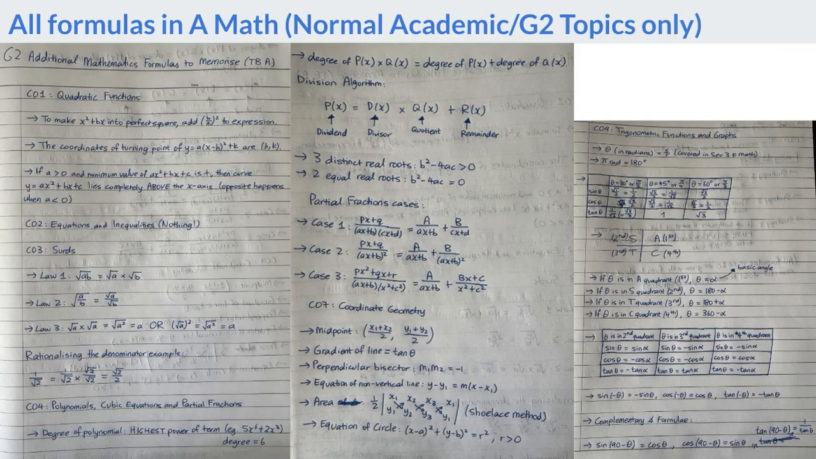Chapter 3 is one of the harder topics, unfortunately. I have to admit it is quite difficult, but I believe that we can get through this. So chapter 3 is called surds. What are surds? Surds are basically your square roots. You are working with roots.